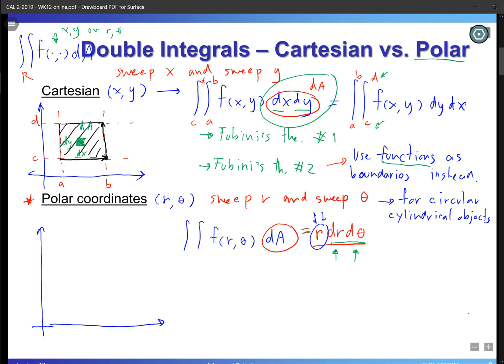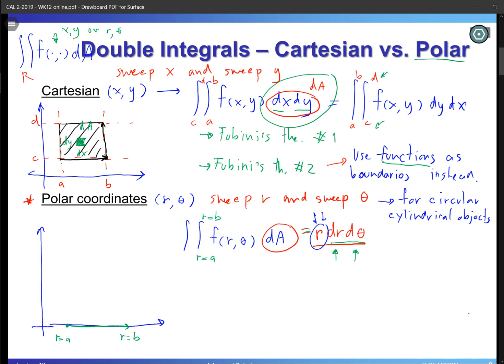So let's say that we start at this radius. Radius means the distance from the origin. So this is r equal to a, and we are going to sweep the radius to r equal to b. So in this double integration, r is going to start at r equal to a and end at radius equal to b.